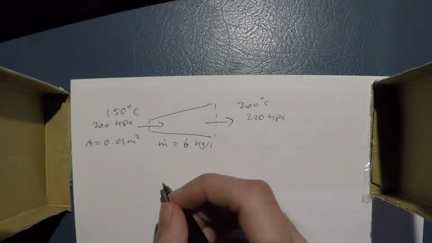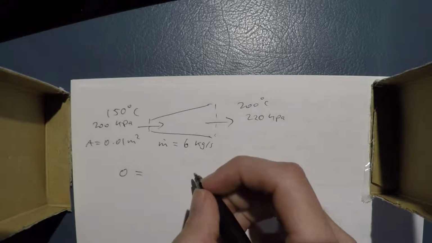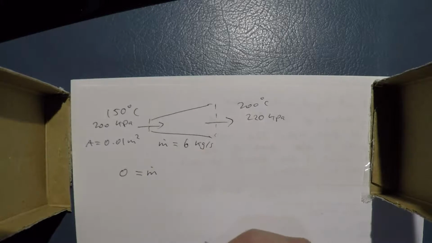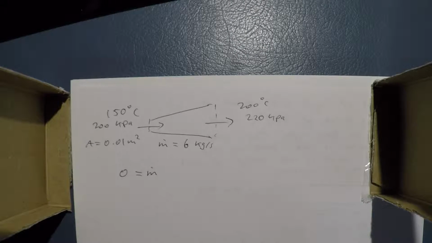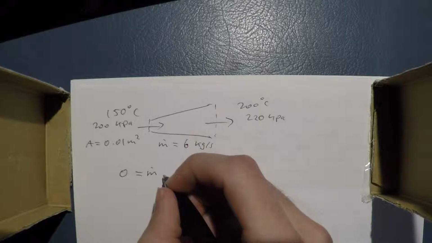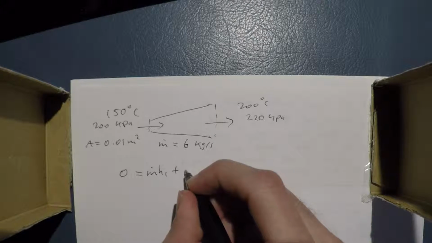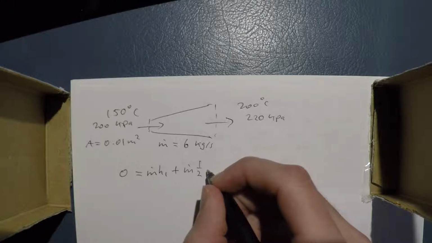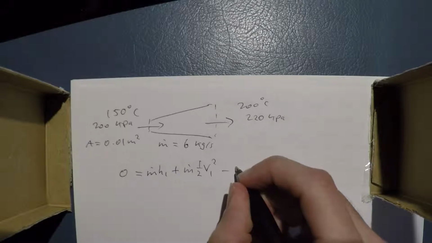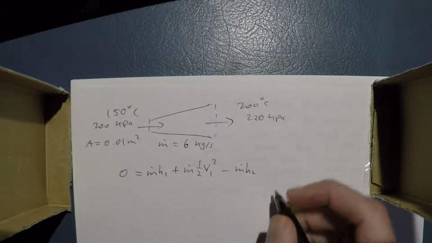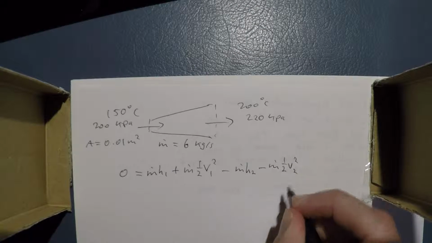So we can write our energy equation. It's steady flow, so 0 equals the mass flow rate multiplied by h in, I'll just put that as h1, plus mass flow rate multiplied by a half v squared 1, so that's velocity in, minus mass flow rate h out, minus the mass flow rate and the kinetic energy out. I'm going to write a long version of the equation for this question because it gets a bit confusing.